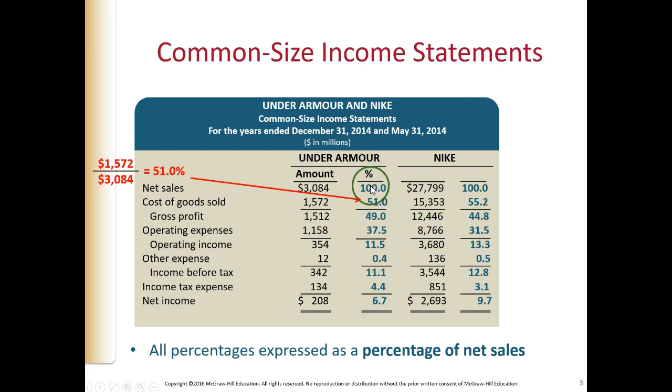You can see Under Armour has a gross profit of 49% compared to Nike's only 44%. Look at the other numbers, get down to net income. You can see Under Armour, though, only has a 6.7% net income compared to sales figure, whereas Nike has a 9.7%.